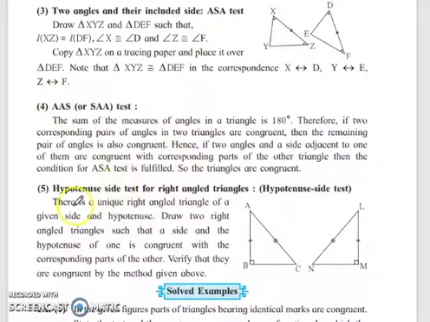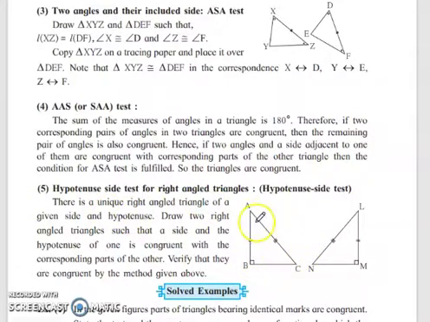Now fifth one, the hypotenuse side test for a right angle triangle. Hypotenuse means this one. This is the right angle of a triangle, 90 degrees, and the side opposite to it is known as the hypotenuse. So the hypotenuse side test means one hypotenuse should be congruent to another hypotenuse and one side should be congruent to one side. There is a unique right angled triangle for a given side and hypotenuse.